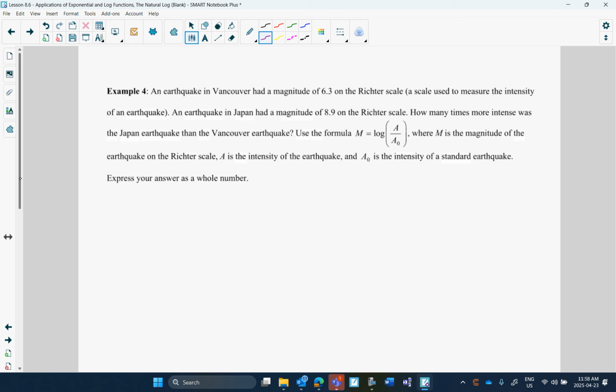An earthquake in Vancouver has a magnitude of 6.3 on the Richter scale. An earthquake in Japan has a magnitude of 8.9 on the Richter scale. How many times more intense was the Japan earthquake than the Vancouver earthquake? Using this formula to find the magnitude of an earthquake, we take the log of the intensity of the earthquake divided by the intensity of a standard earthquake, which we don't know. So again, we got to do 2, and then we got to divide Japan by Vancouver.